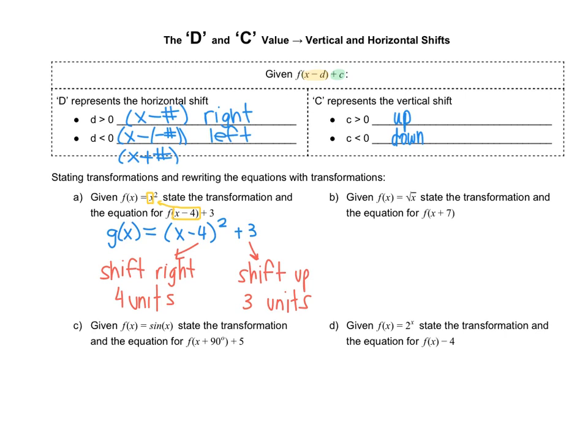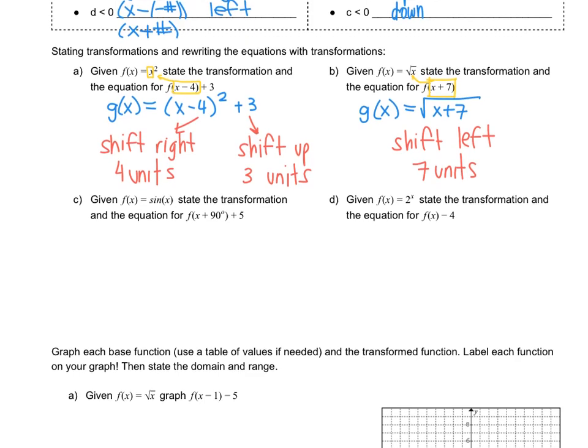For the next one, our parent function is the square root of x, and we are doing f at x plus 7. So x plus 7 is inside the bracket, so I'm going to replace x with x plus 7, so that I have the square root of x plus 7. And because that plus 7 is inside the function, it means it is horizontal. So I am shifting to the left 7 units. Okay, remember that opposite direction. All right, let's try the next two.